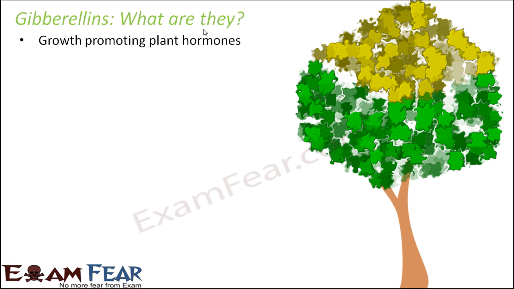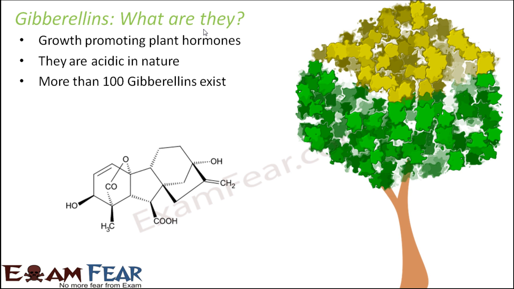So what are gibberellins? These are again growth promoting plant hormones. They are acidic in nature. Basically, we call them gibberellins, but actually they are gibberellic acid. So they are all acidic in nature. They have the acidic group in them. More than 100 gibberellins are known to exist.